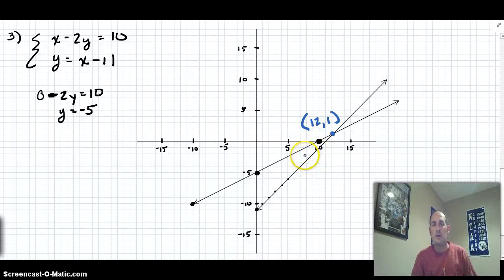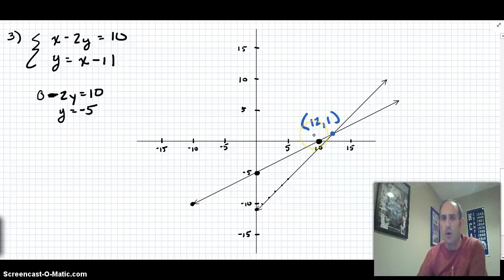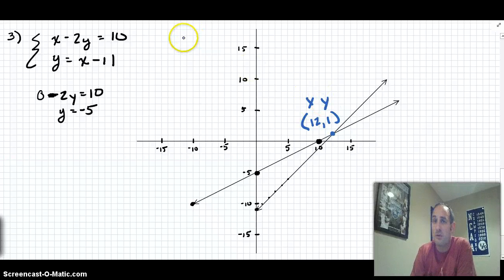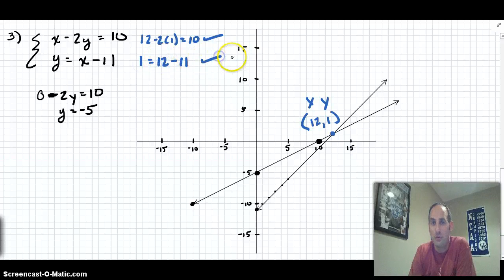Well, I'd want to check that for sure, because this gets a little confusing when you get out that far, and you're hoping your graph is accurate, but sometimes it just might not be. So if x is 12 and y is 1, and I put those back into the original here, I'd have 12 minus 2 times 1 equals 10. Well, that's true. And on this other one, I'd have 1 equals 12 minus 11, also true. So that's the only value for x and y that would make both of those equations true.